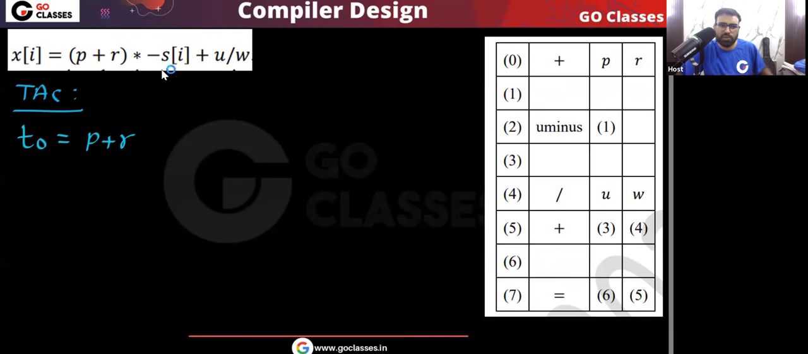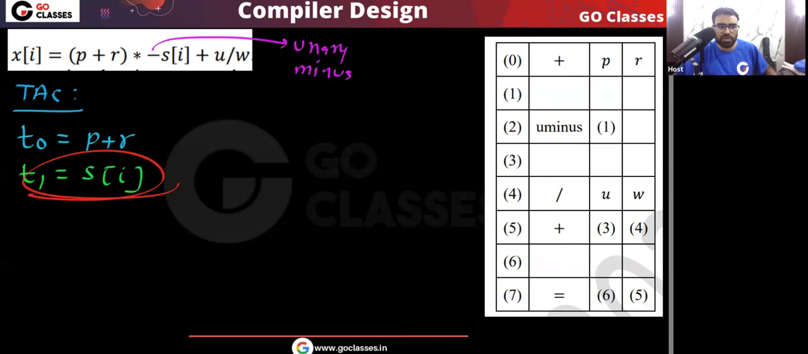Then tell me what is the next thing you will do. Remember, we need to do this multiplication, because multiplication and division have the same priority. So we will go from left to right. So we will do the multiplication. To do the multiplication, we need to do p plus r. Then we also need to do this. And here you can see this is the unary minus. Okay, so first we will do this SI. First we will calculate SI. So remember, in some temporary variable T1, I am going to put SI.